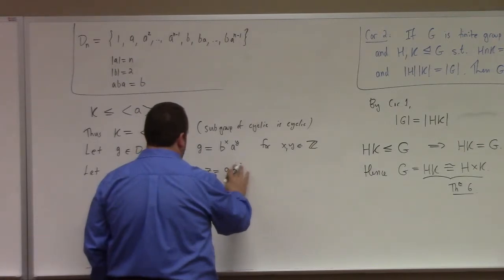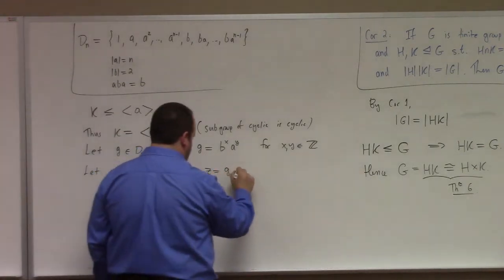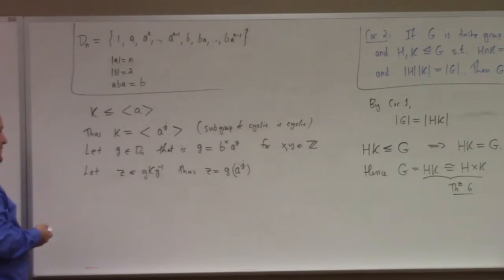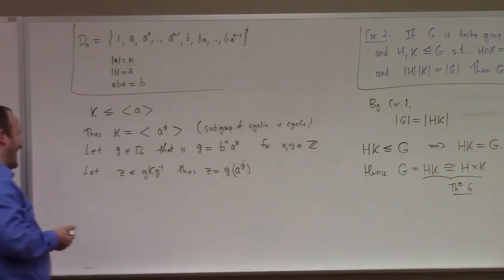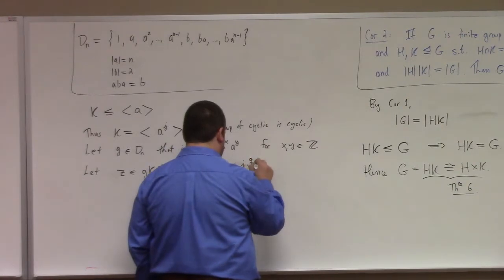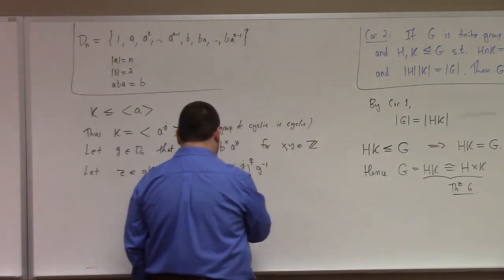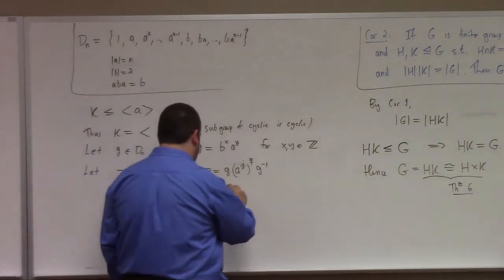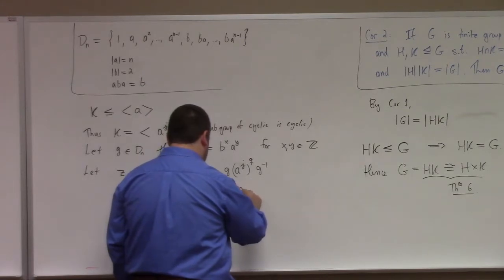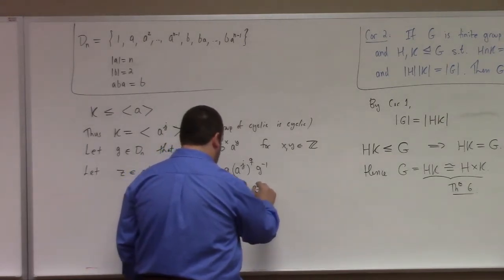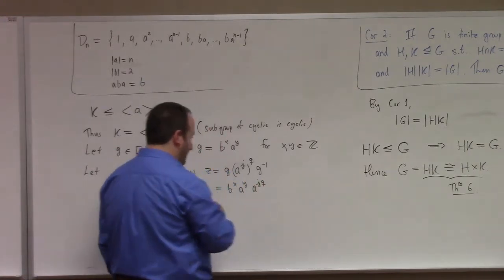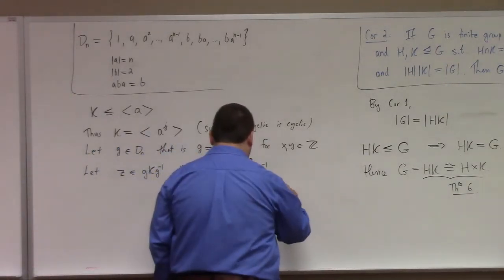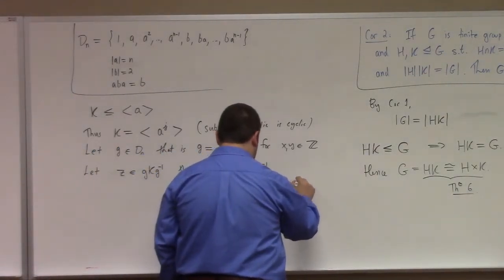G, what would K look like? Elements in K are A to the J to the what? To the whatever, right? What's the whatever there? Q. Okay. Sure, why not? Take it, Q, and then G inverse. So what's G? G is B to the X, A to the Y, A to the JQ, right? And then G inverse is what? It's b to the x, a to the y, inverse.